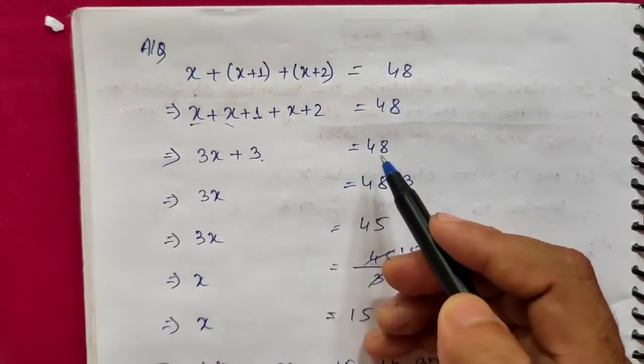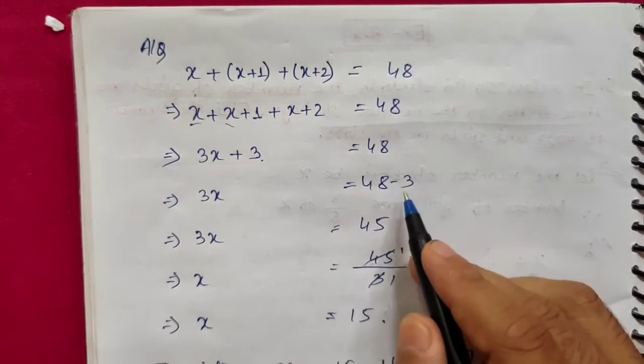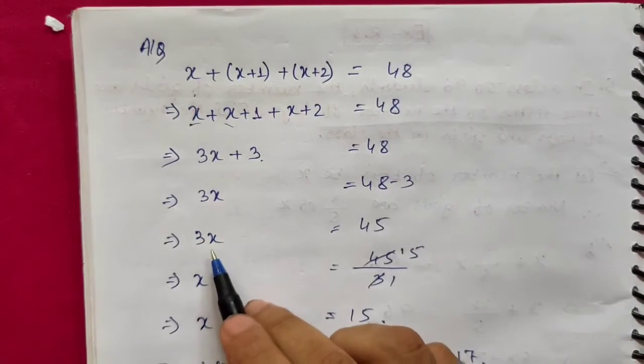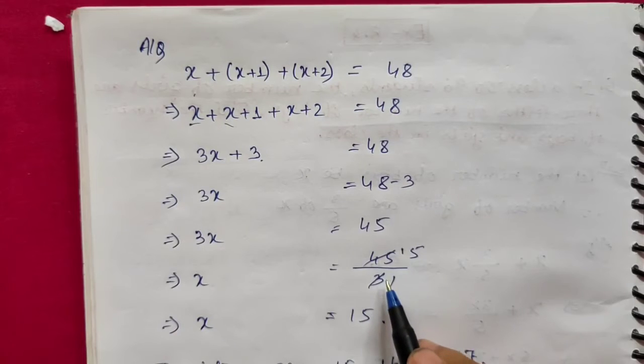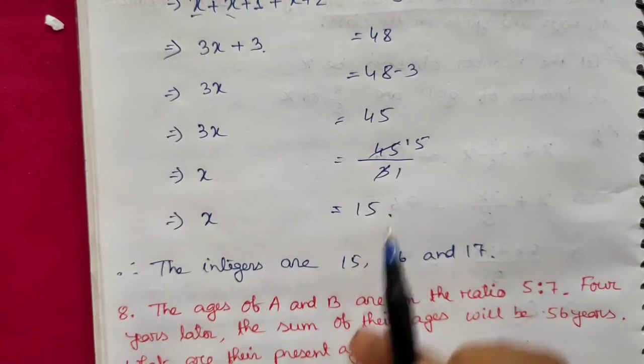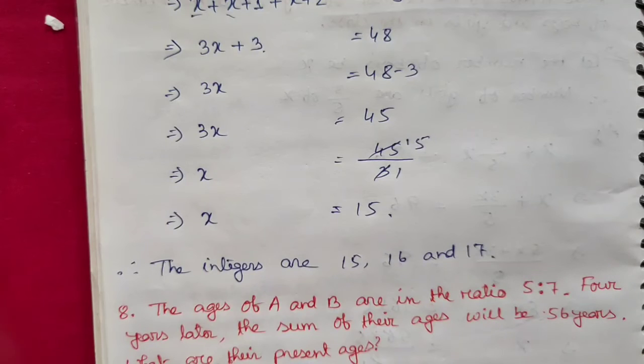3. So 3x plus 3 equals 48. Now we change the side: plus 3 becomes minus 3, that is 48 minus 3, which is 45. Since 3 is multiplied with x, when we change the side it will be divided, that is 45 divided by 3, and the result is 15. So x is 15. Our first number is 15, the second number x plus 1 is 15 plus 1, 16, and the third number x plus 2 is 15 plus 2, which is 17. I hope this is clear for you.